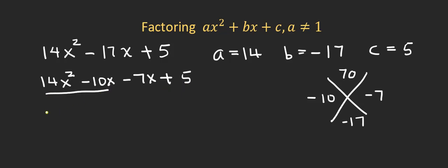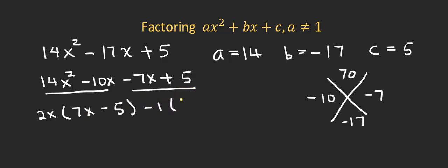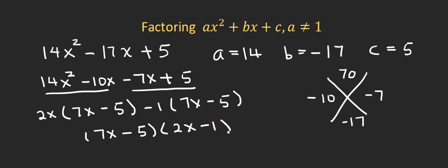The common factor, GCF, is 2x. So when you take out 2x, you get 7x minus 5. What about over here? The greatest common factor is negative 1. You get 7x minus 5. Now we're going to take out quantity 7x minus 5. What's left over? Quantity 2x minus 1. So that is our final answer.